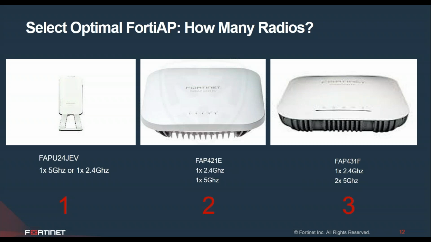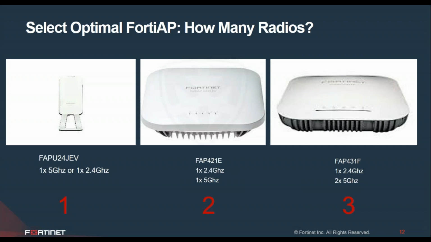So the first question is, how many radios? Is a one radio access point adequate, or do you want to have a 2 radio access point? When you get a 2 radio access point, then you get the benefit of being able to have a 5 gigahertz radio and a 2.4 gigahertz radio, and use both those spectrums efficiently for your wireless devices. I would say about 99% of the access points that I've sold have been 2 radio models.